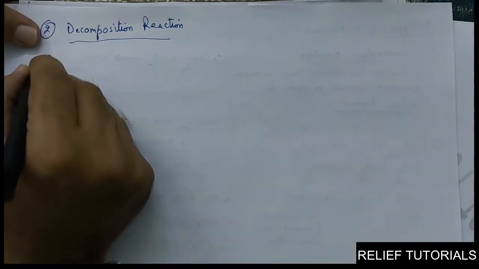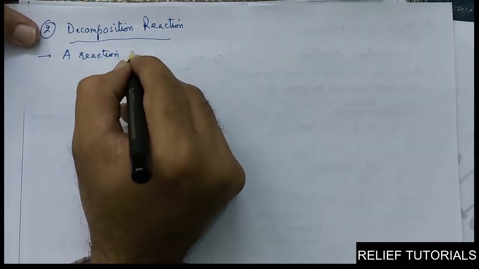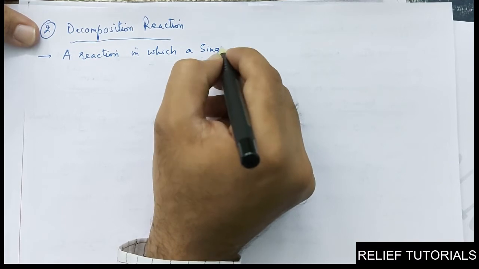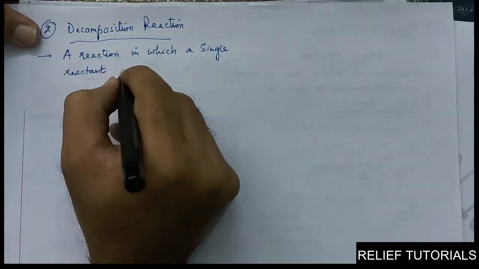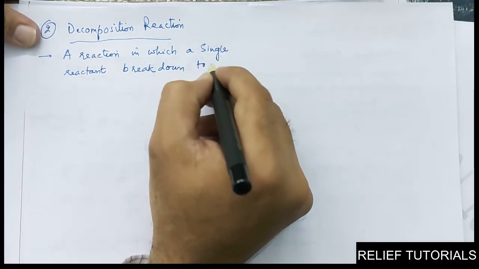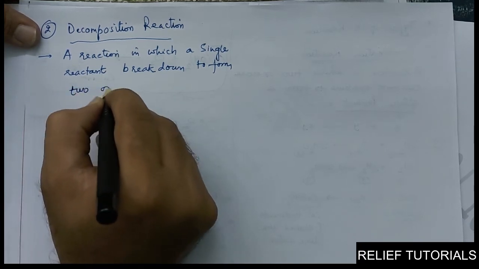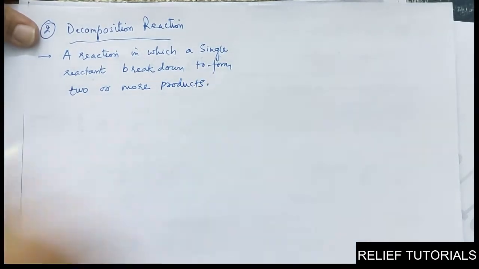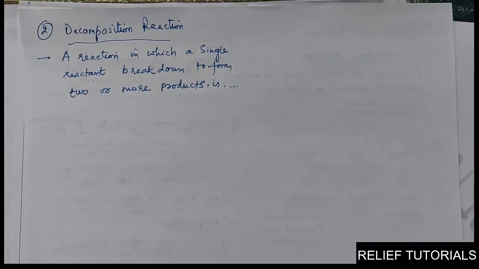We can write here the definition: a reaction in which a single reactant breaks down to form at least 2 or more products is known as decomposition reaction.